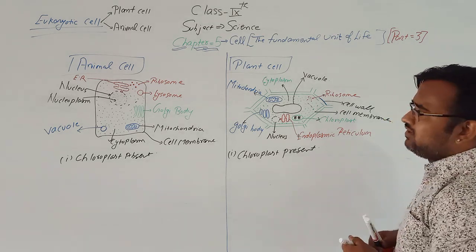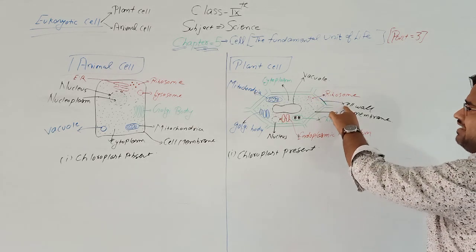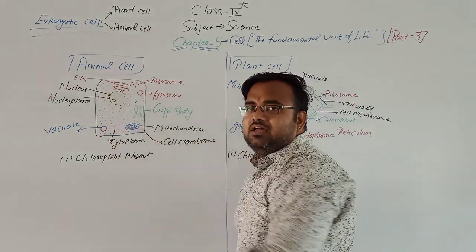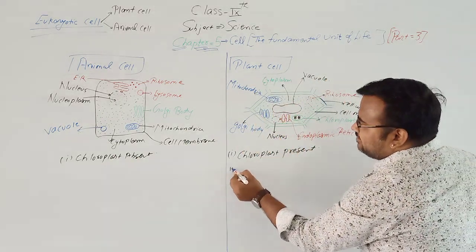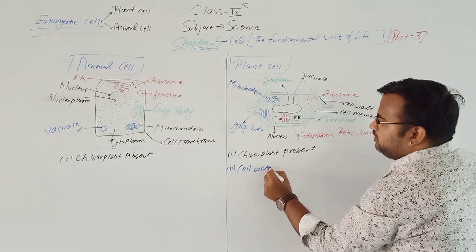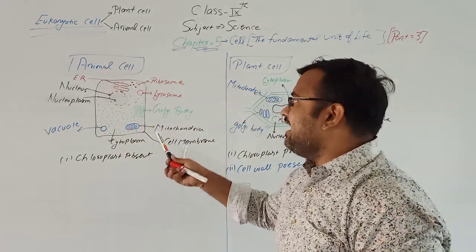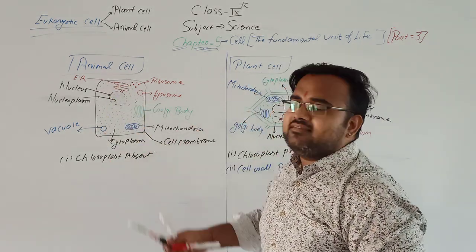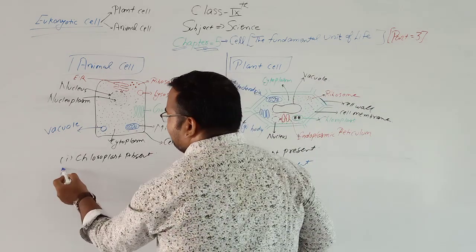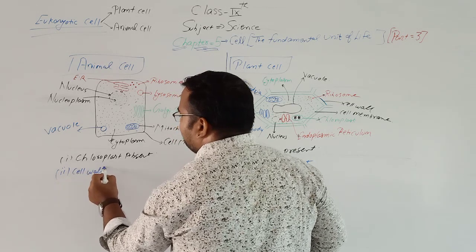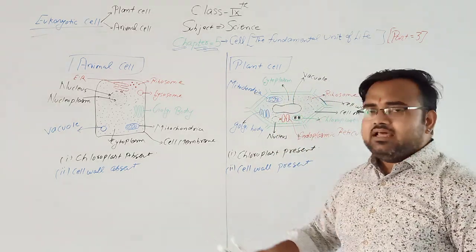Now as we can see, here cell wall is present. The outer layer is known as cell wall, but here there is no cell wall. So we can differentiate: in plant cell, cell wall is present. In animal cell, we cannot see the cell wall. We can see only the cell membrane. There is no cell wall in animal cell. So here we can write cell wall absent. Cell wall present, cell wall absent.